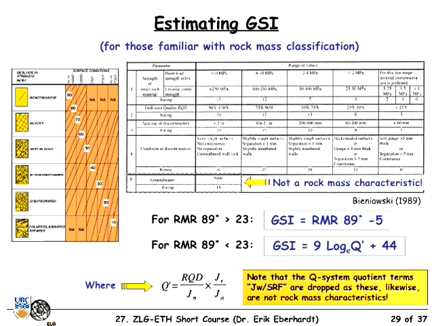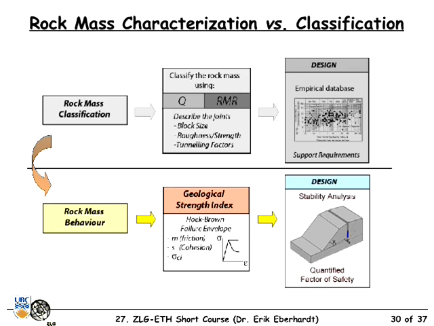The GSI is basically trying to simplify it and say, okay, instead of using these as all-in-one design tools, let's just use them to come up with a rock mass number that we then put into our design tools, whether it's a numerical calculation or analytical calculation, and account for groundwater and stresses separately. And this is really then the difference between rock mass classification and rock mass characterization.